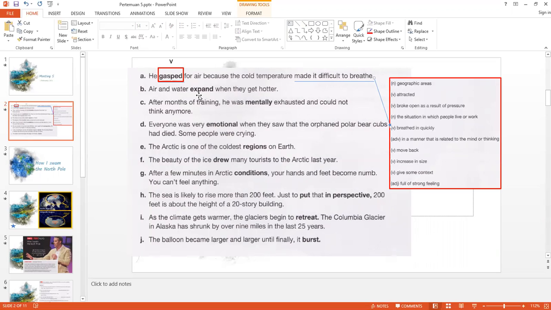Good. And then expand. Expand di sini dari kalimatnya apa? Water or air expand when they get hotter. Kata-kata panas dia expand. Ini juga pelajaran fisika nih. Pelajarannya fisika, is that? Kimia? Memuai, sir. Iya. Kalau memuai berarti masuk ke mana? Bang, di sini kira-kira.